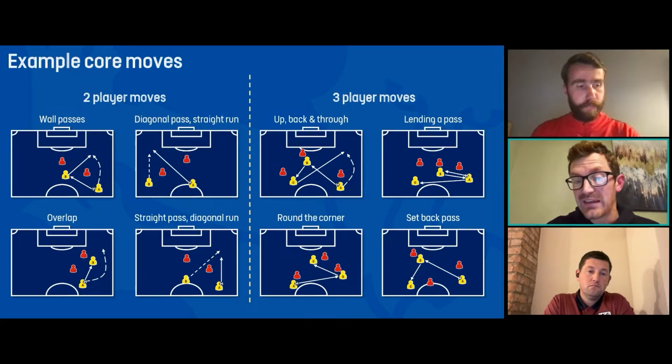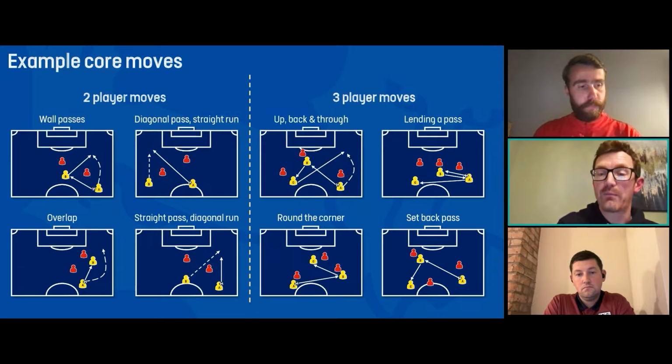And player C, how do you go and perhaps stretch the game? So some people use the secure, support, and stretch. We tend to use the word threat. Can you offer threat by either switching the play or maybe attacking space in behind? So I think that 3-player move really starts to speak to those individual roles as a group.